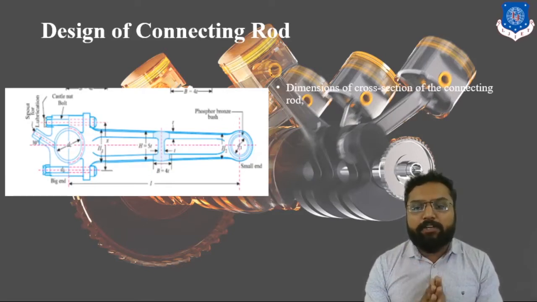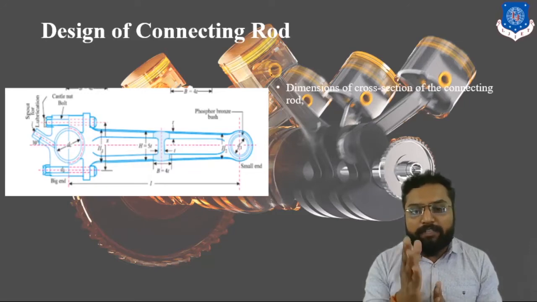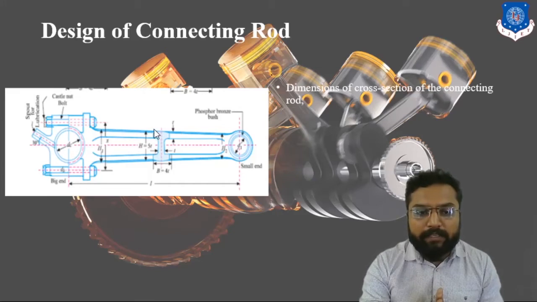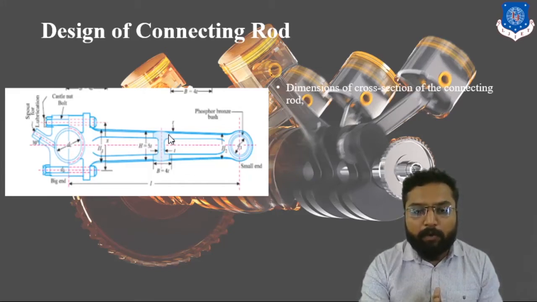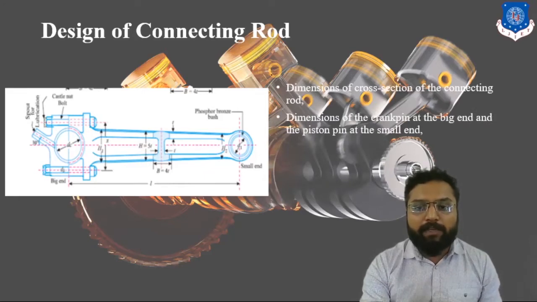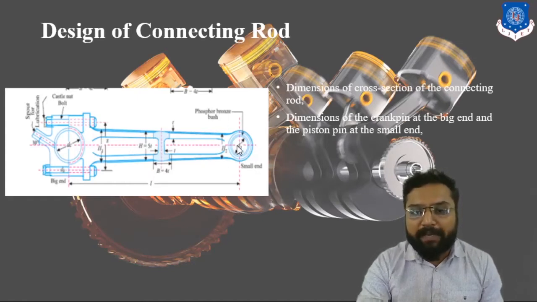One is the dimension of the cross section of the connecting rod. As you can see here, this is the shank part, which we are talking about, the dimension of the cross section area. Then the dimension of the crank pin at the big end. This is the big end, you can see here. So the dimension of this big end. Then the dimension at the small end, which is also the pin dimension.